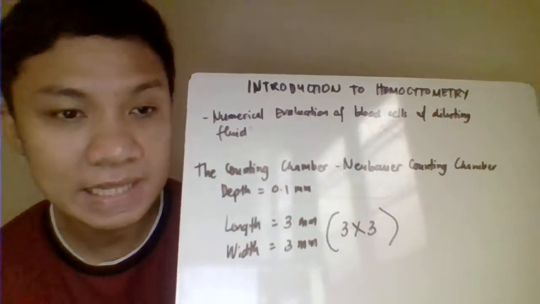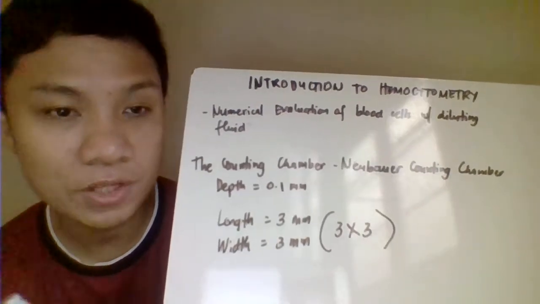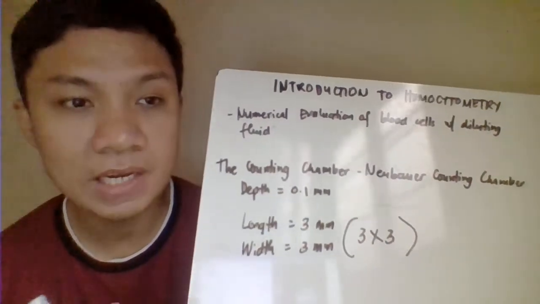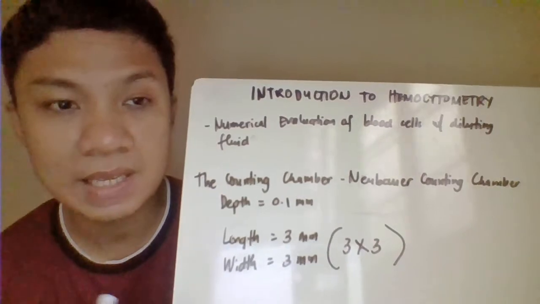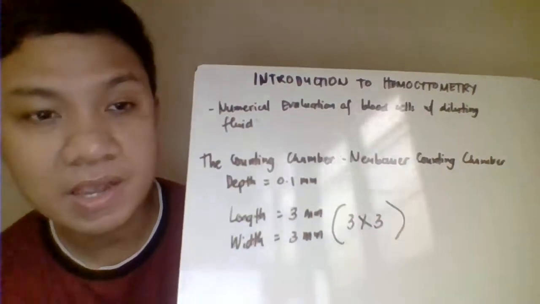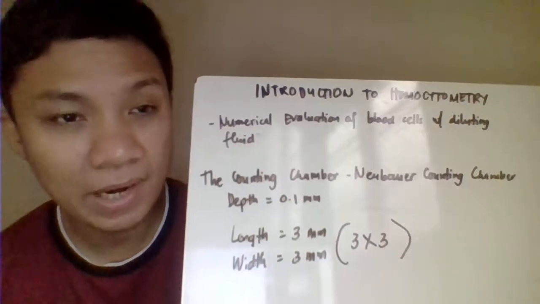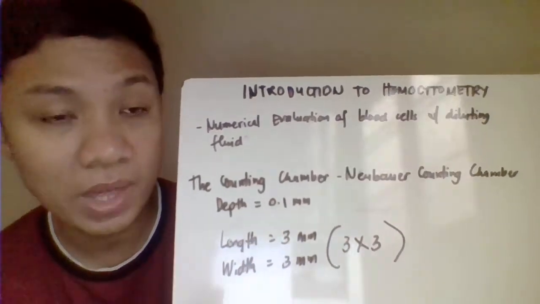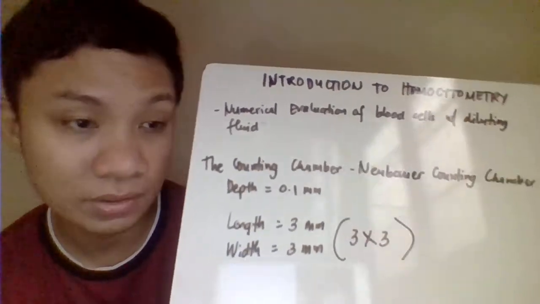Another one, you are needing diluting fluid to dilute your blood. And you'll also be needing your WBC and RBC pipette. We'll be concentrating our discussion and laboratory activity first only on your RBC count.